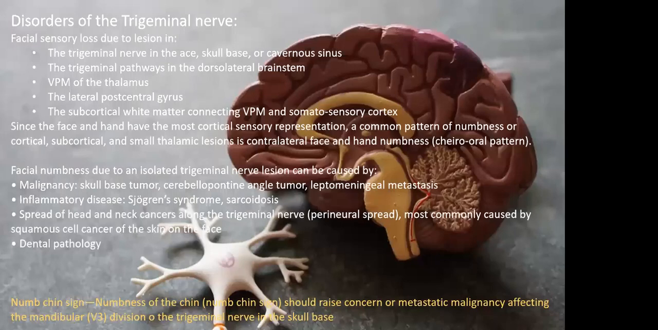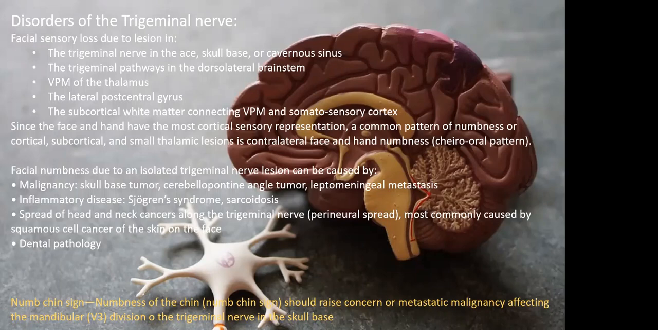Now, for the disorders, they can be due to lesions in the face, skull base, or cavernous sinuses. As we know, only two divisions pass through the cavernous sinuses, ophthalmic and the maxillary. The mandibular division does not cross. So in this lesion, only sensation will be affected.